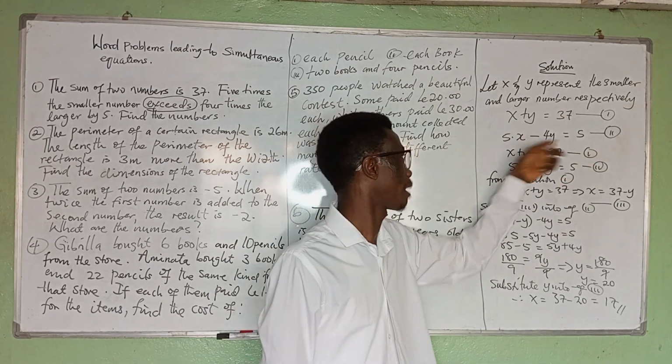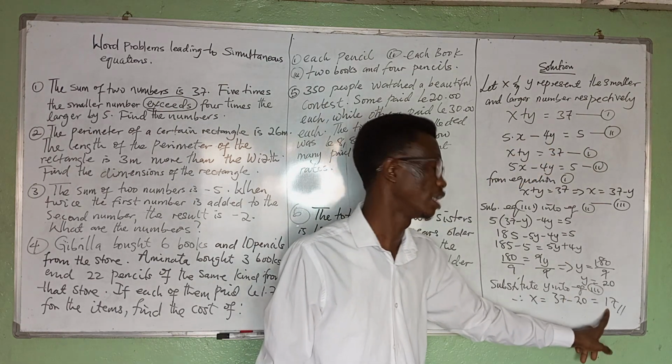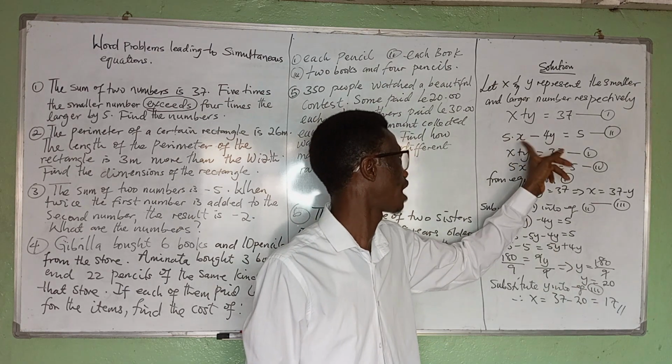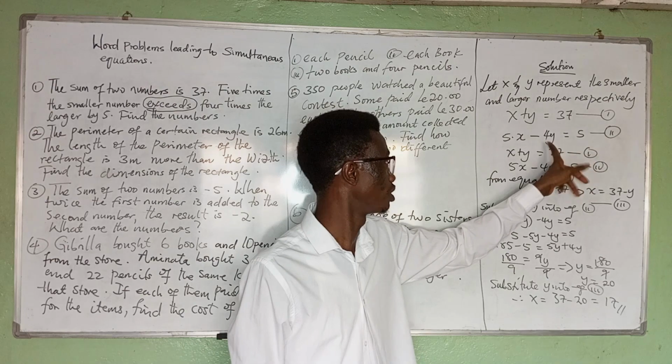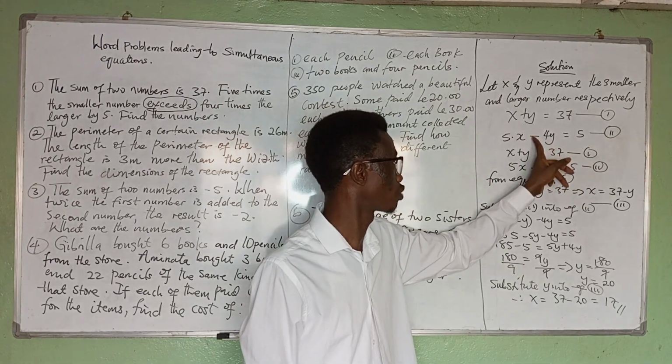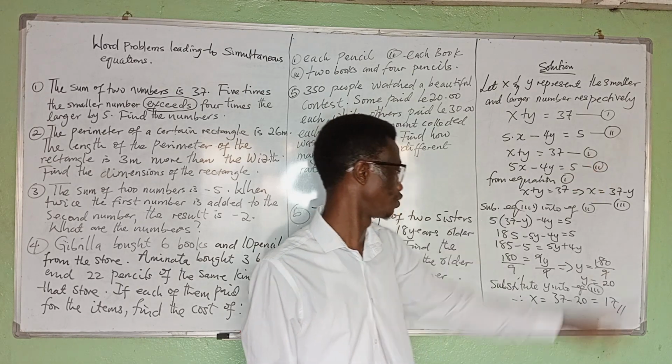Okay, and for this other part, 5 times x, and your x here is what? Is 17. So multiply 5 times 17 and see what you have, minus 4 times 20, which is 80. So if you subtract this one, you will get this as the answer. Okay, so just do that.